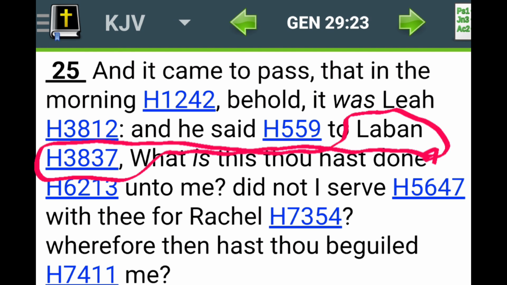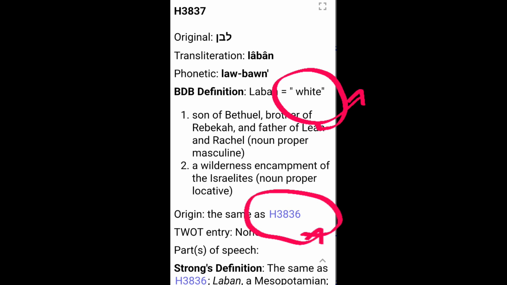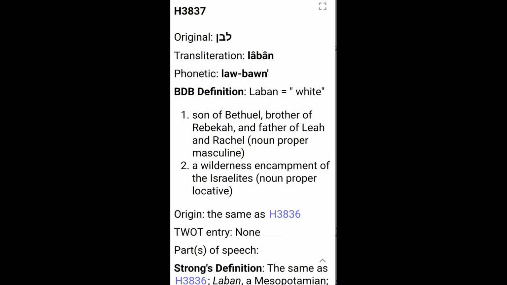Looking for the word Laban in Hebrew, we see it's H3837, Lamed Bet Nun, Laban, and it has the meaning white. We see the origin is from H3836, which also means white. And so what does this mean? I'm not sure, except it had something to do with white.